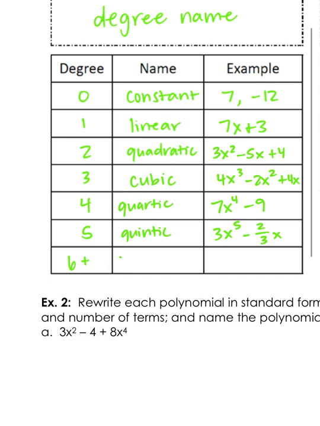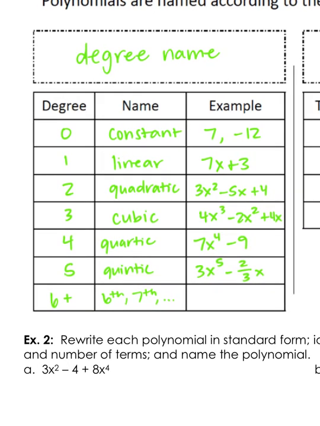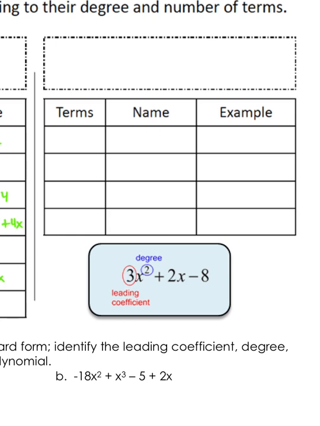And then anything higher than that, you would just call it by its number, the 6th, the 7th, etc. And so it would have whatever that degree is, something to the 6th, something to the 7th, etc. So that's naming it by degree. We can also name it by the number of terms.